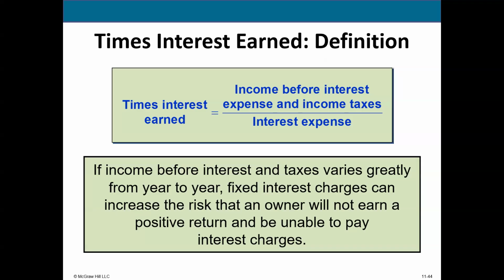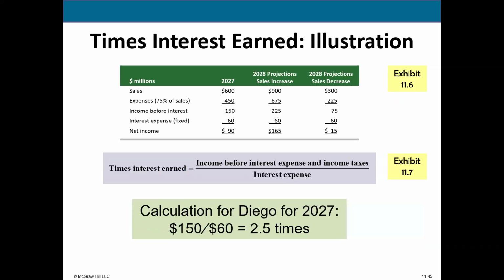So the way we calculate that is we take the income before interest expense and income tax, also known as operating income, and we divide that by interest expense. Both of these line items are found on the income statement of the company. And here I have an example of that. For Diego Company, we can see an abbreviated version of their income statement: sales minus their expenses, et cetera. So we're just plugging in the information.